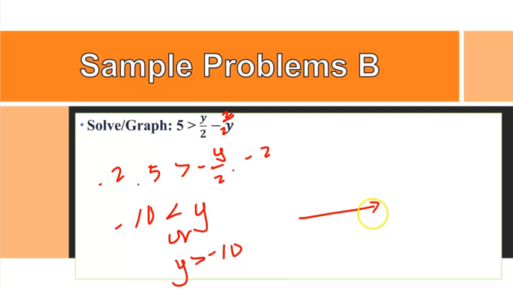-10. And if I graph it, I have an open circle at -10, has to be greater than going to the right. So if I pick a number bigger than -10, I would choose 0. 0 divided by 2 is 0. 0 minus 0 is 0. 5 is bigger than 0, so I know my solution is correct. So that is our lesson on one-step division inequalities.